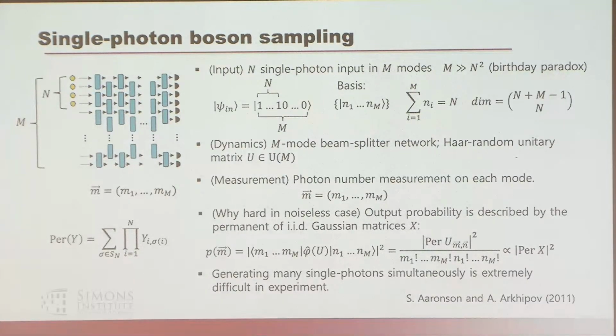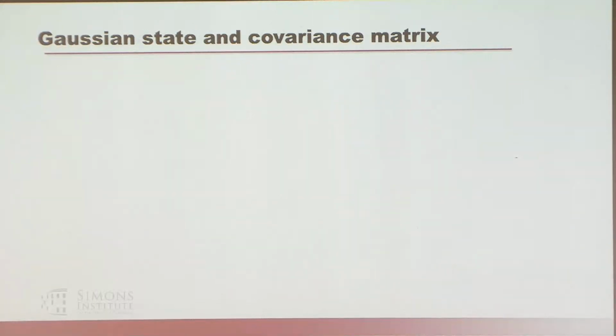So what is an easier quantum state, instead of the single photon state, to scale up? If you ask this question to quantum optics people, I think most of them would answer that it is the Gaussian state. So then what is a Gaussian state? Let me use this one slide to define Gaussian states before I introduce Gaussian boson sampling.